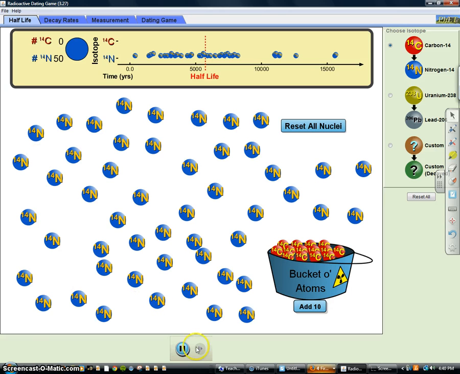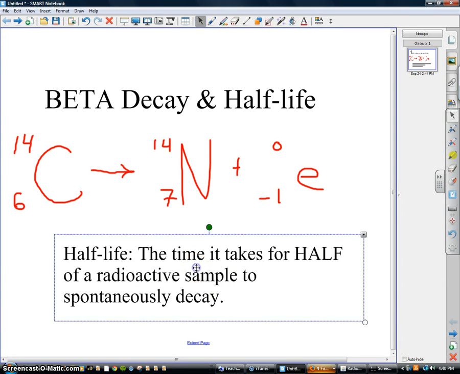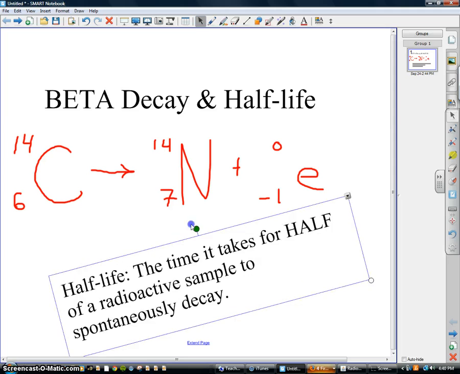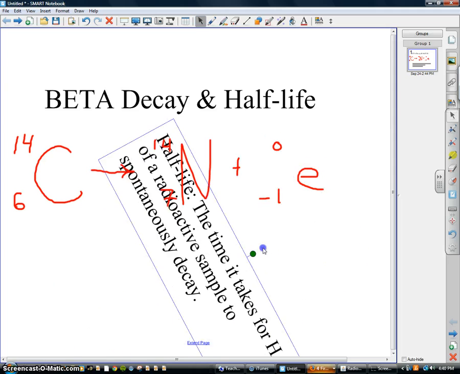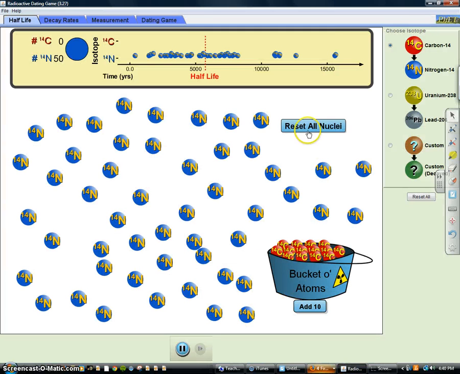So that's what we're going to be investigating here: how can we talk about that time? And that's what we said a minute ago. We said that the half-life is the time it takes for half of them to spontaneously decay. And so that's what we're going to look at. We're going to do that again. Now we're going to reset everything.